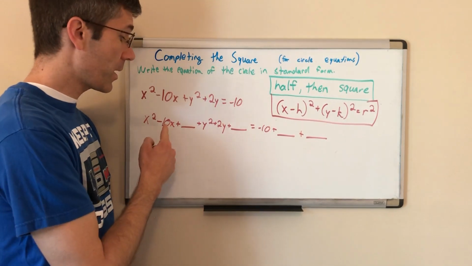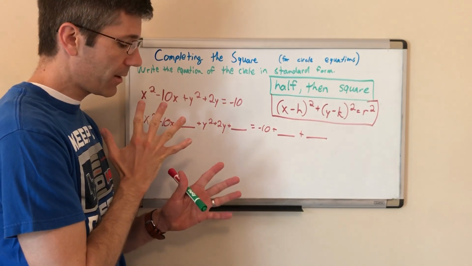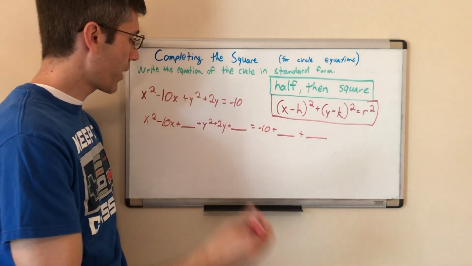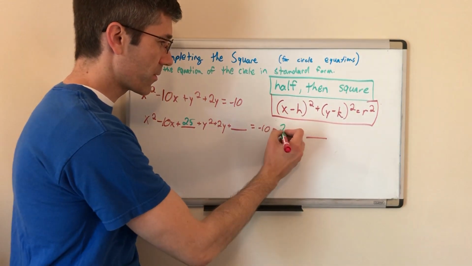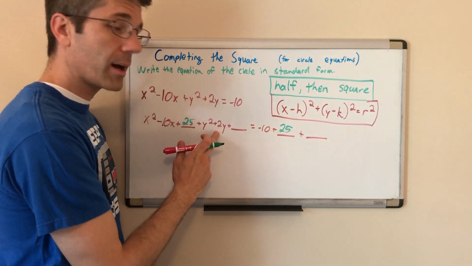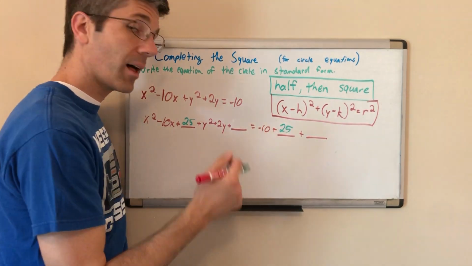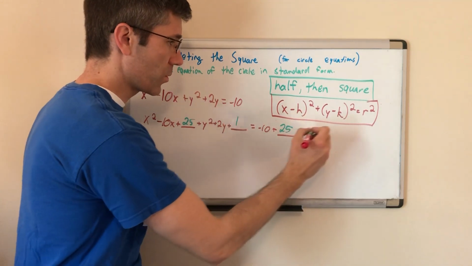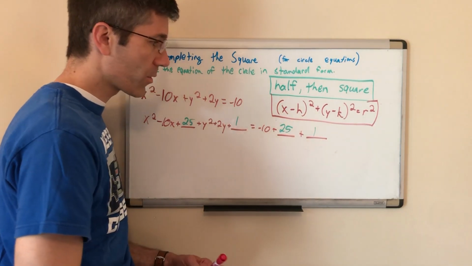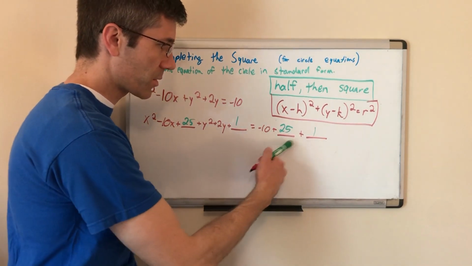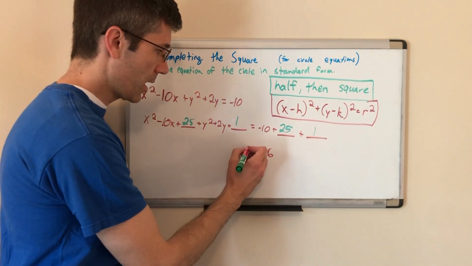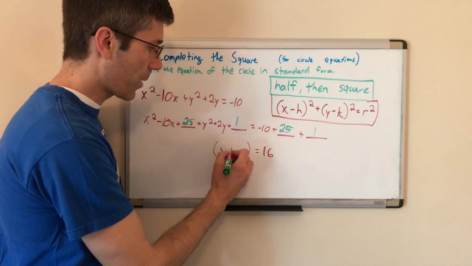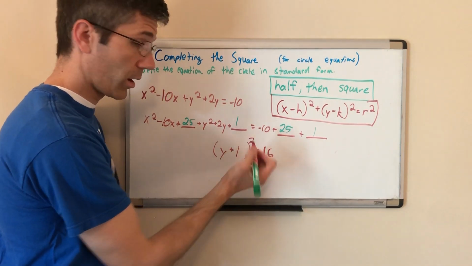I take the number with my x, 10. I half it, and then I square it. Half of that squared is 25. And then I'll put a 25 here. I take the number with my y, in this case, and I'll half it, and I'll square it, and that's a 1. Okay, so over here on the right side, we have negative 10 plus 25 plus 1. That's going to give me 16. Hey, that's a perfect square. How convenient. And then this factors into y plus 1 squared.